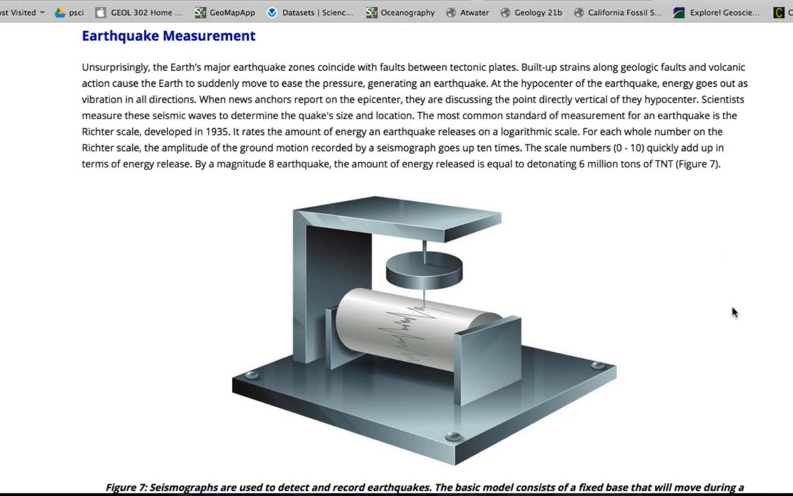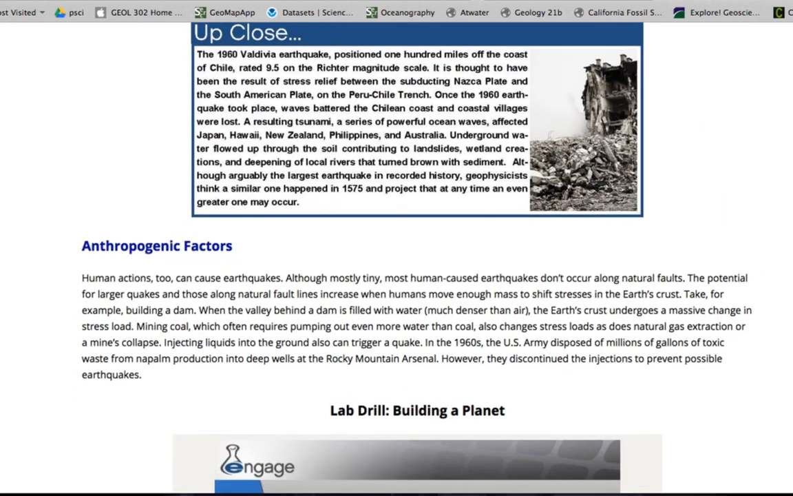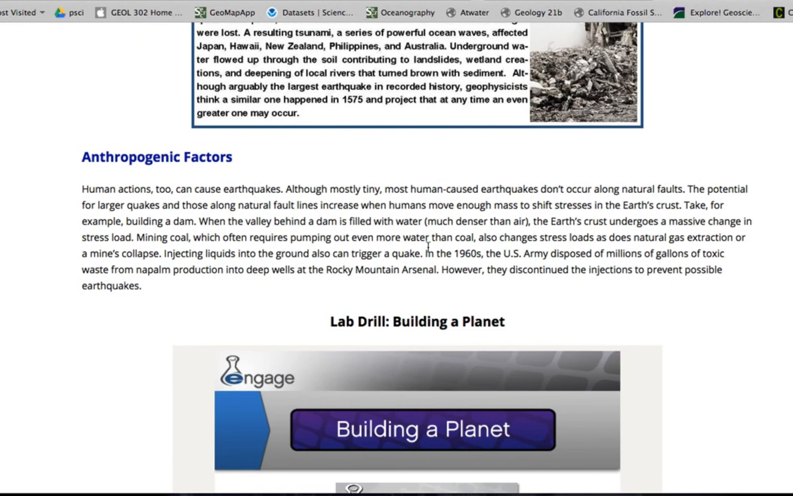So really, earthquakes occur along these seismic belts, right? These, which are the plate tectonic margins or boundaries. You can read about the anthropogenic factors, how, especially, fracking can cause earthquakes. You can read about that.